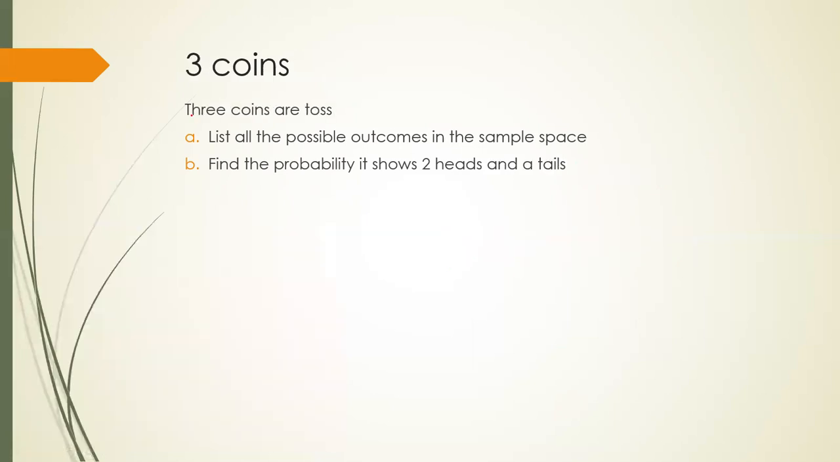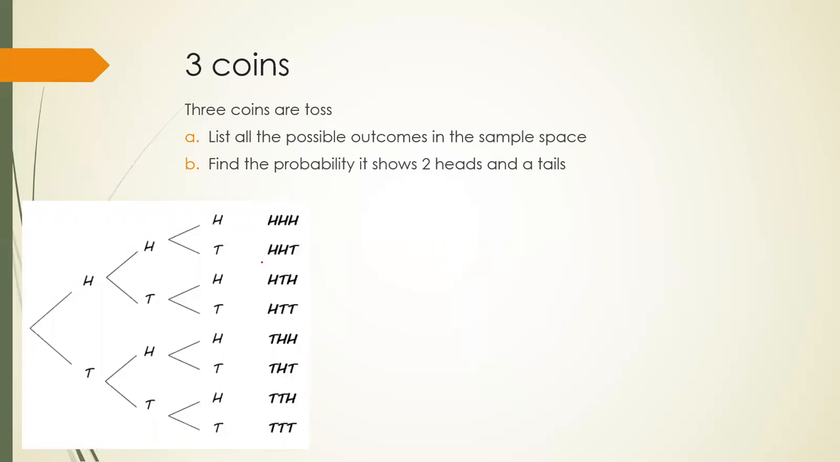The next problem is regarding three coins. When three coins are tossed, what is the list of the possible outcomes in the sample space? And what is the probability of the event when it shows two heads and a tail? Three coins, such as this one. I'm going to use this three-branch method, such as this one.